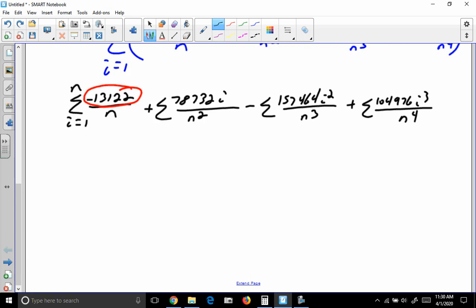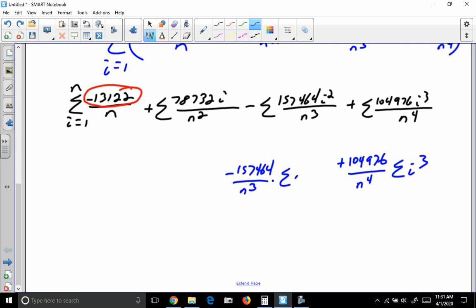Now, all of these terms that have i's in them, remember, i is the variable of our summation. And anything that is not our variable, anything that is a coefficient, we can pull in front of the sum. So for this one on the end, we can pull the 104,976 over n to the fourth in front of the sum of the i cubed. For this next one, we can pull the 157,464 over n cubed in front of the sum of the i squared. For the next one, we can pull the 78,732 over n squared in front of the sum of the i.